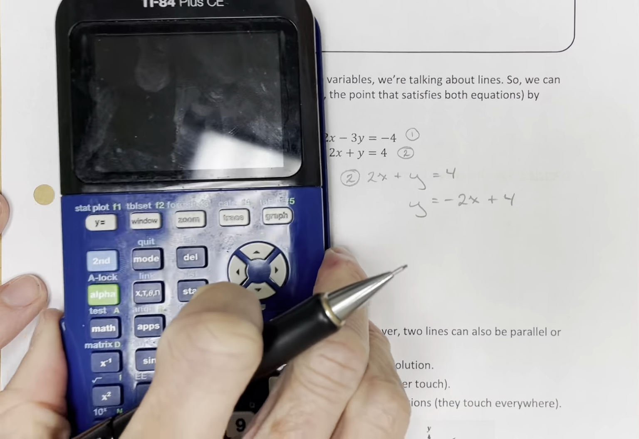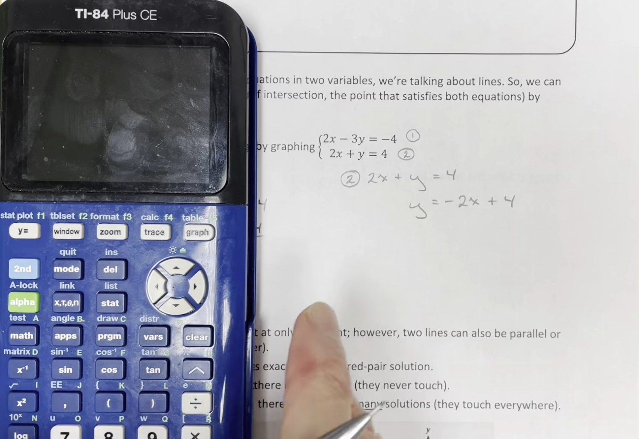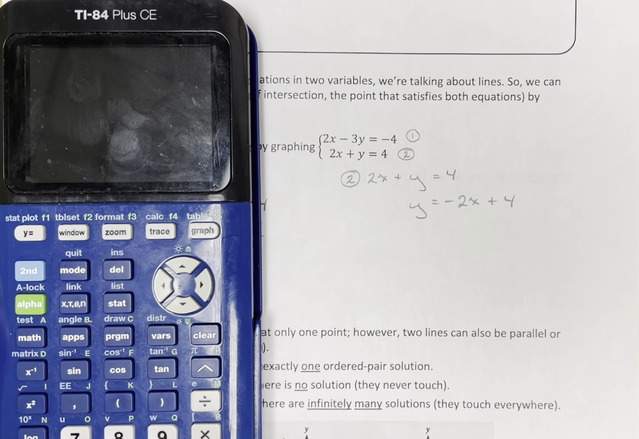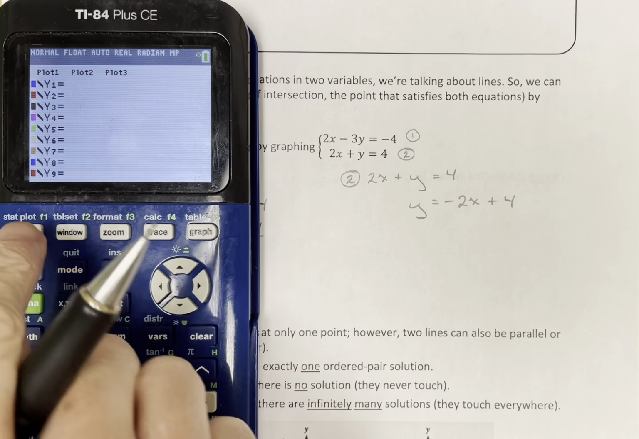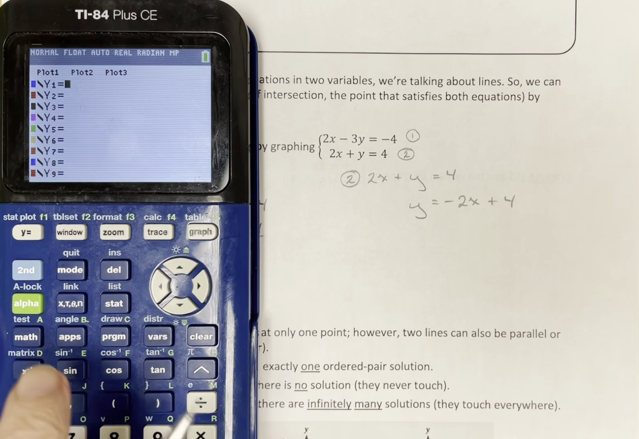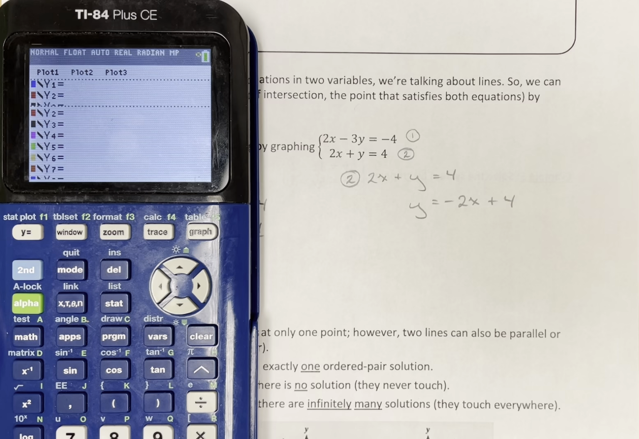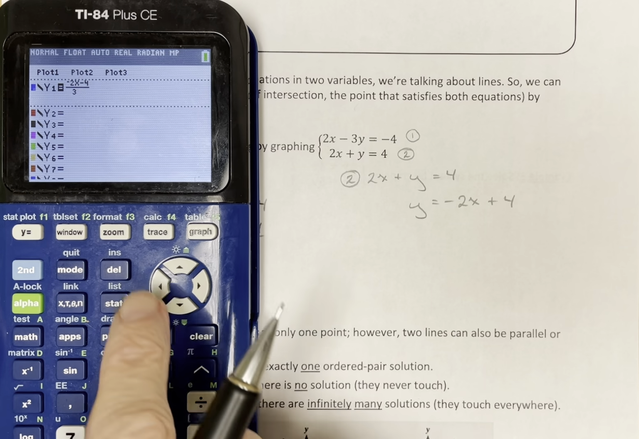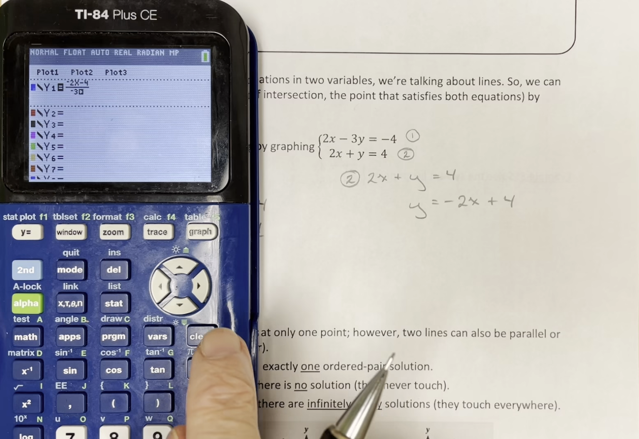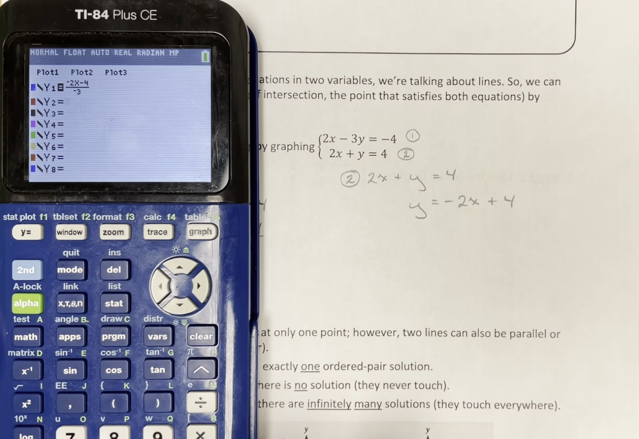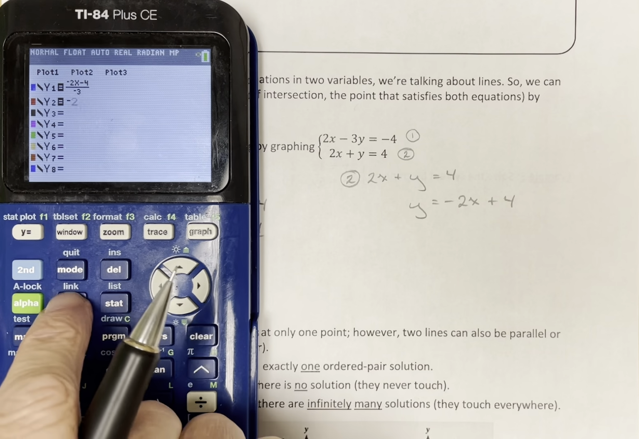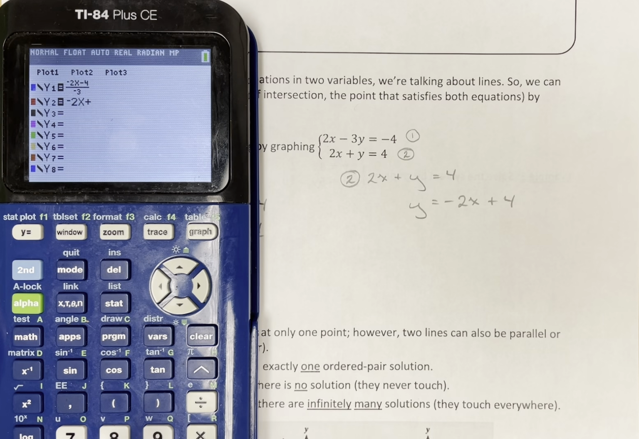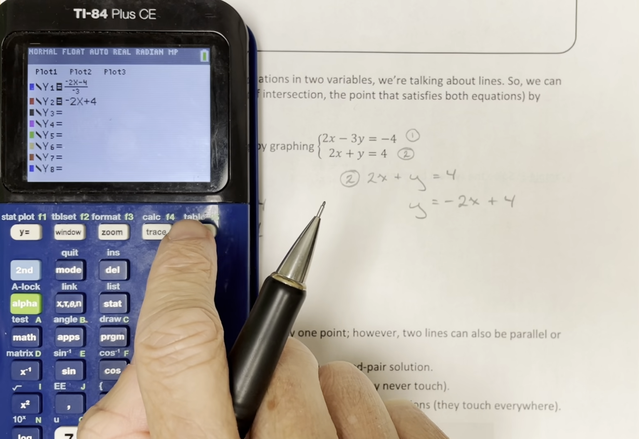Okay, so let's go into my graphing. Oops, I'm in Zoom. Let's go to y equals. Equation 1, I'm going to make use of the fraction bar. Equation 1 was -2x minus 4, all divided by -3. I've missed that -3 twice. Equation 2 was -2x plus 4. And I think I'm in the standard window.